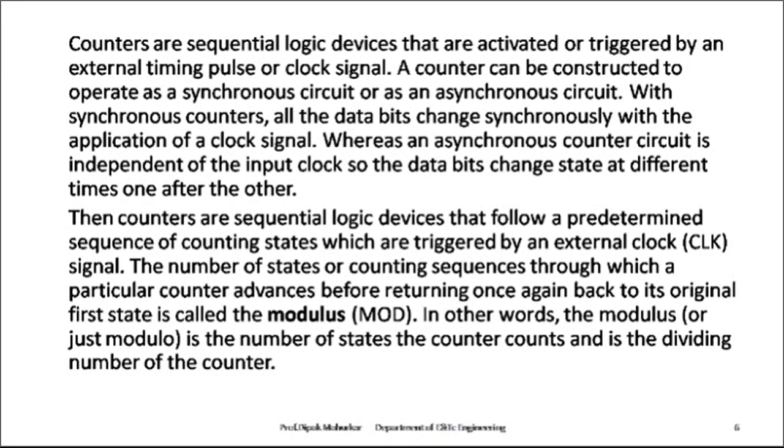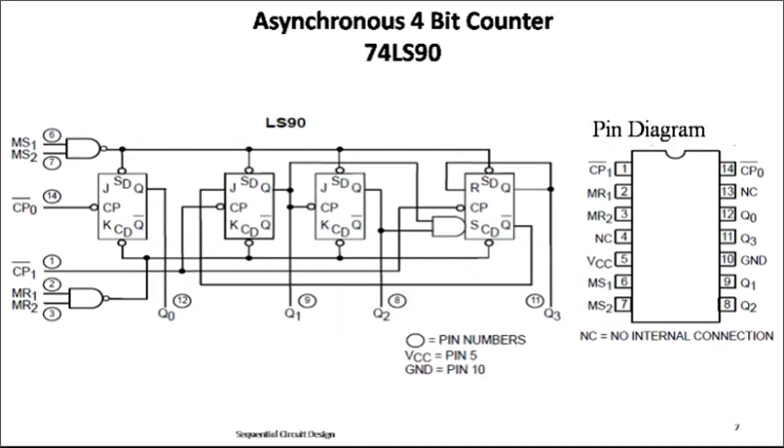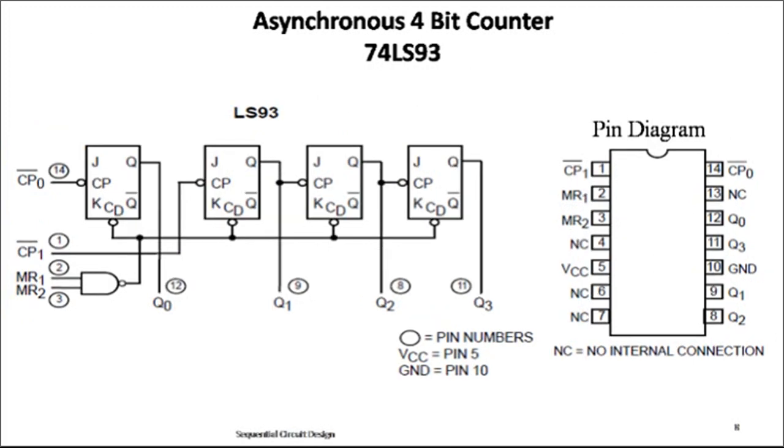Counters are sequential logic devices that are activated or triggered by external timing pulses or clock pulses. A counter can be constructed and operated as a synchronous circuit or an asynchronous circuit. We'll see the diagram. For example, this is the 74LS90. We implemented it in the practicals using the 74LS90 IC. This is the internal structure of the IC, an asynchronous 4-bit counter.